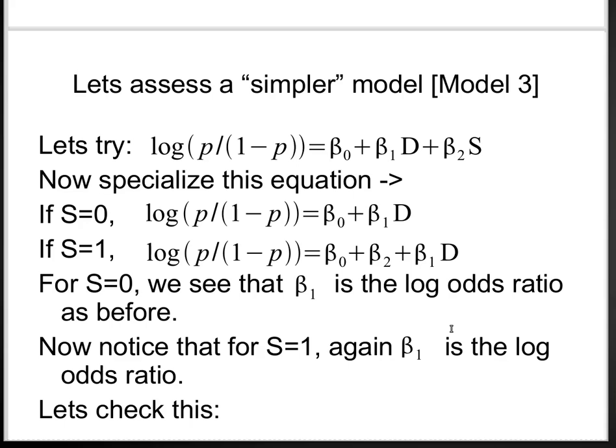Another way of observing this is that if we're prepared to assume that beta 3 is 0, that means we need to reconsider the equation. The equation based on Model 2 with beta 3 equals 0 gives us this equation now, where we have the log of the odds of exposure being now the sum of only 3 terms.